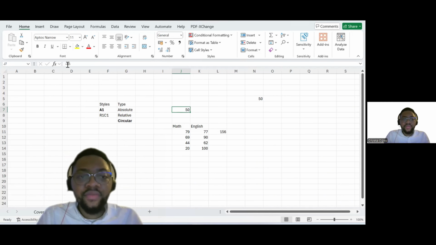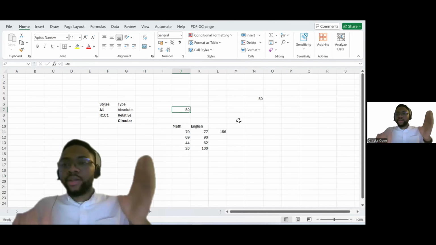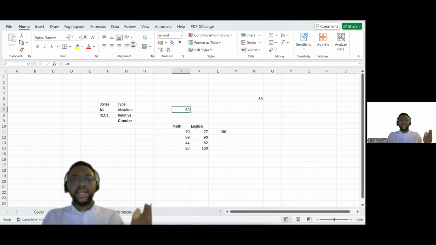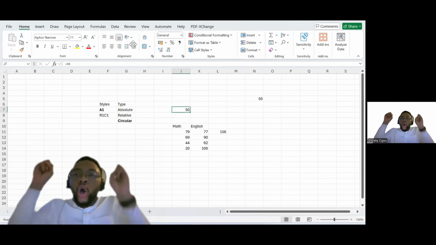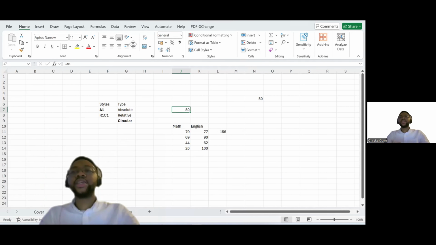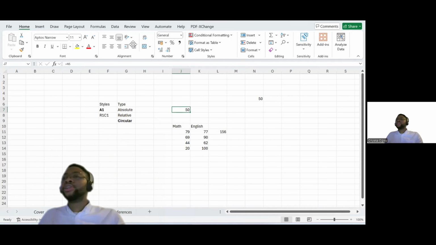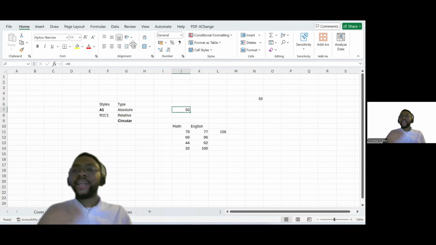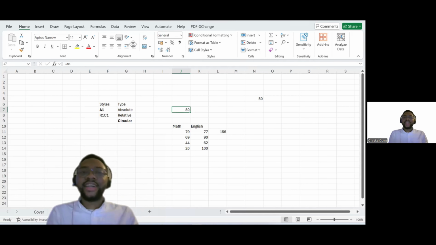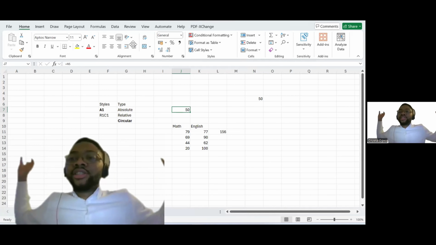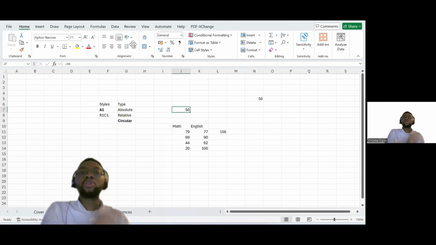For lack of a better word, pardon my English, the way to lock a row or lock a column is to use the dollar sign. I don't know why they don't use the pound sign or the euro sign, yen sign, naira sign, Ghana cedi sign. They decided to use the dollar sign. So if you want to lock a row, you use a dollar sign. If you want to lock a column, you use a dollar sign.